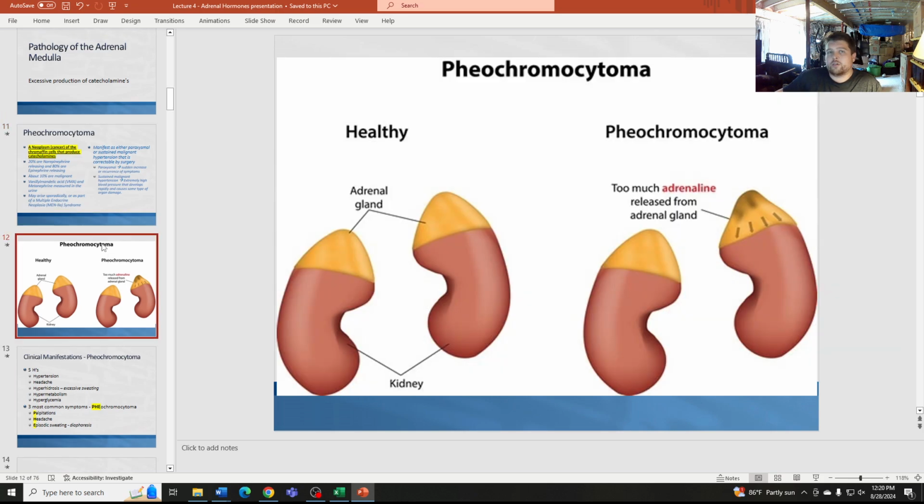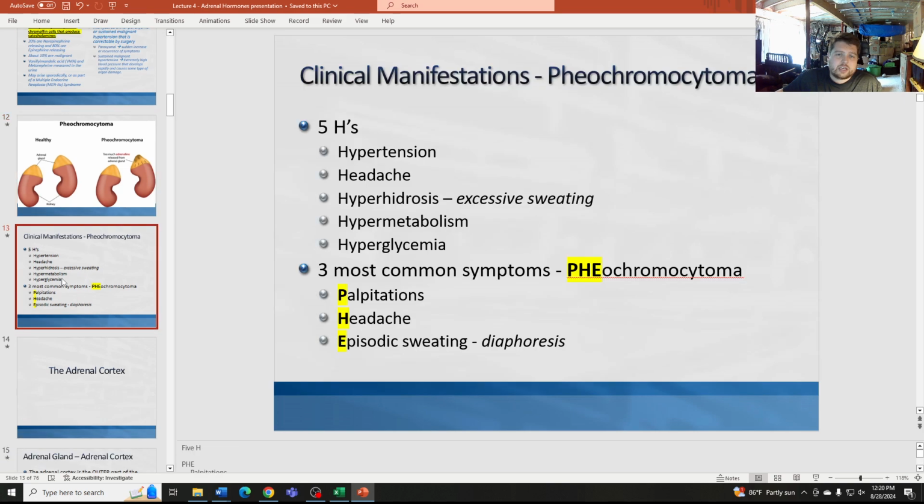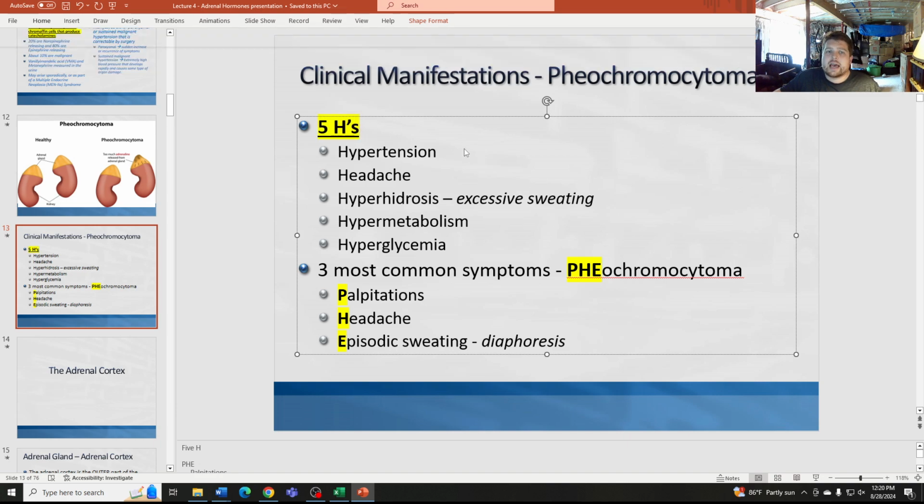It's as if we're in constant fight or flight mode. So we have a cancer, it's growing too much, a bunch of extra adrenaline is being released from the gland. The general things to remember: the 5 H's. This we want to remember. The 5 H's: hypertension, headache, hyperhidrosis, hypermetabolism, and hyperglycemia.